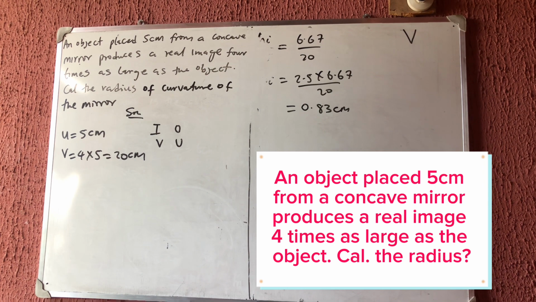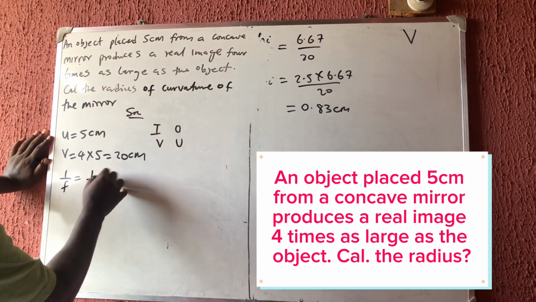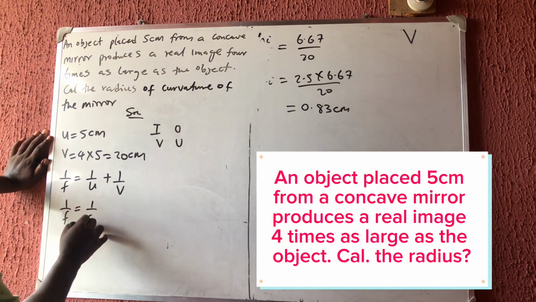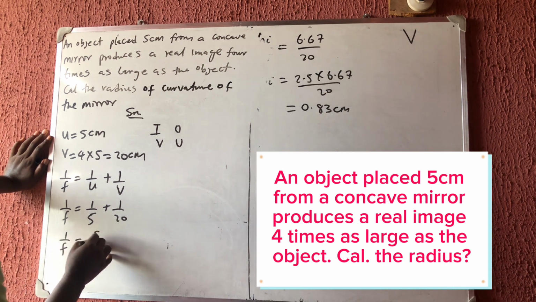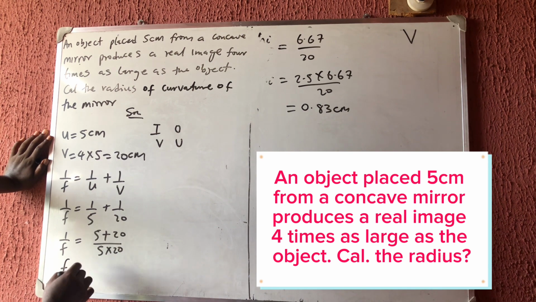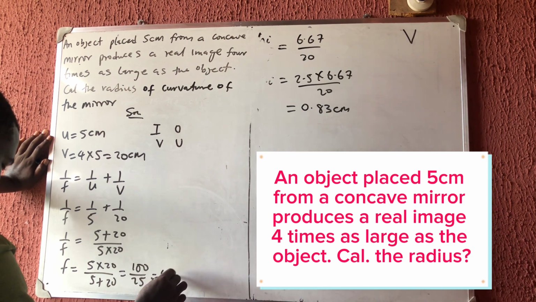So now they say that we should calculate the radius. Before you can calculate the radius, you need the focus. So I have that 1 over F is equal to 1 over U plus 1 over V. So 1 over F is equal to 1 over 5 plus 1 over 20. So 1 over F is equal to 5 plus 20 all over 5 times 20. So F itself will now be 5 times 20 all over 5 plus 20, which is 100 all over 25, which is equal to 4 cm.